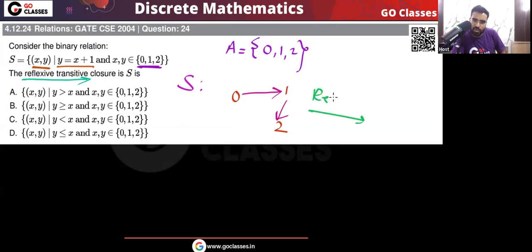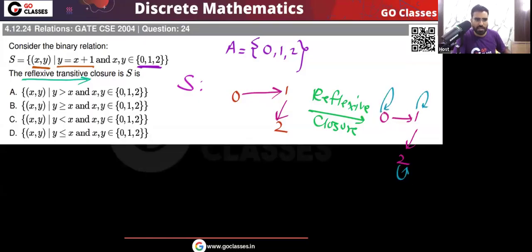Let me find the reflexive closure first. The reflexive closure, that will be what? To find the reflexive closure from the graph representation, all you have to do is add all the self loops. So let me add all the self loops. Self loop here, self loop here, self loop here. That's it. This is the reflexive closure. Now on top of that, you find the transitive closure.